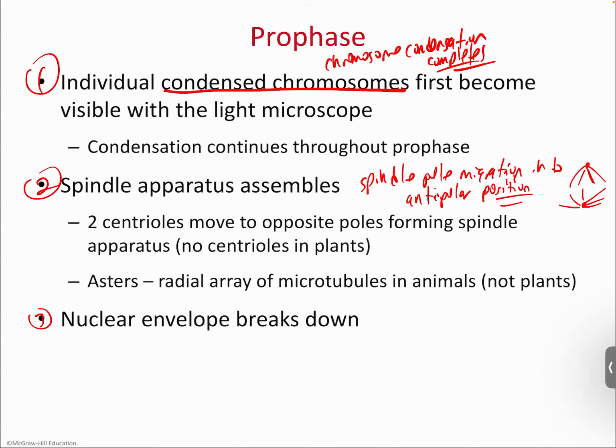In addition to that, at the same time, you've organized your entire spindle. So you've got microtubule tracks laid down. You know exactly where you want to move this stuff, and that's all in position. And then you break down the nuclear envelope so you can actually do the attachments and actually pull those chromosomes to either side. So this is kind of what it looks like.